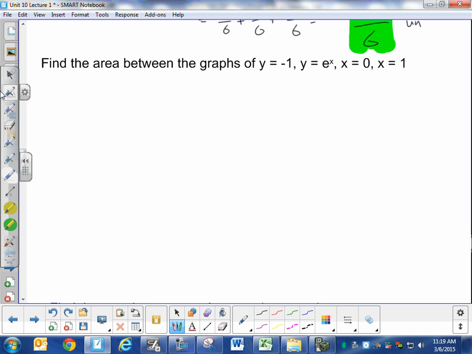Now, if you're not sure what e to the x looks like, we'll just plug in some values. You're looking between x equals 0 and 1. E to the 0 is this. E to the first is this.